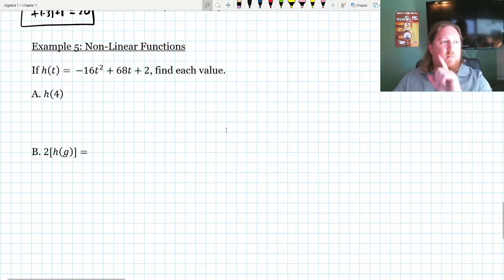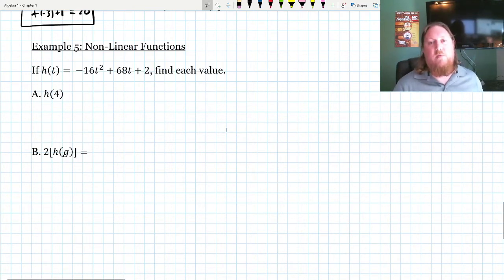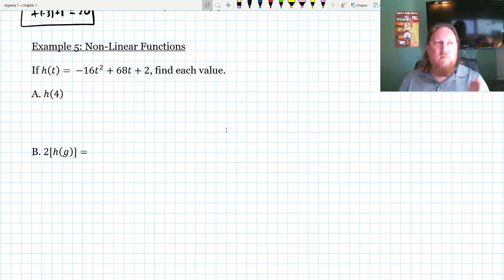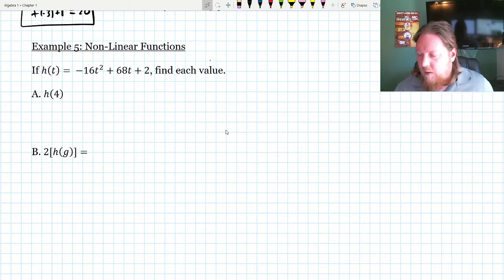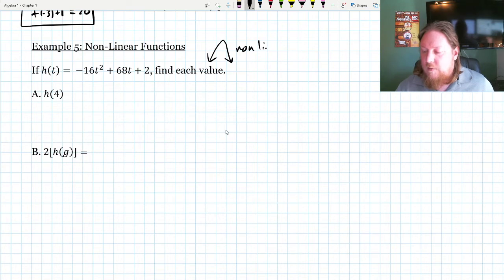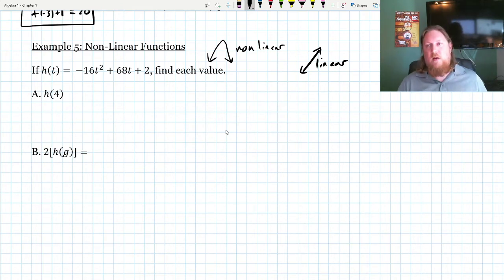All right. Example 5, nonlinear functions. Everything about function notation we learned is the same thing. Nonlinear just means it is not a straight line. So this is nonlinear. Straight line here, that's linear. That's the difference between nonlinear and linear.